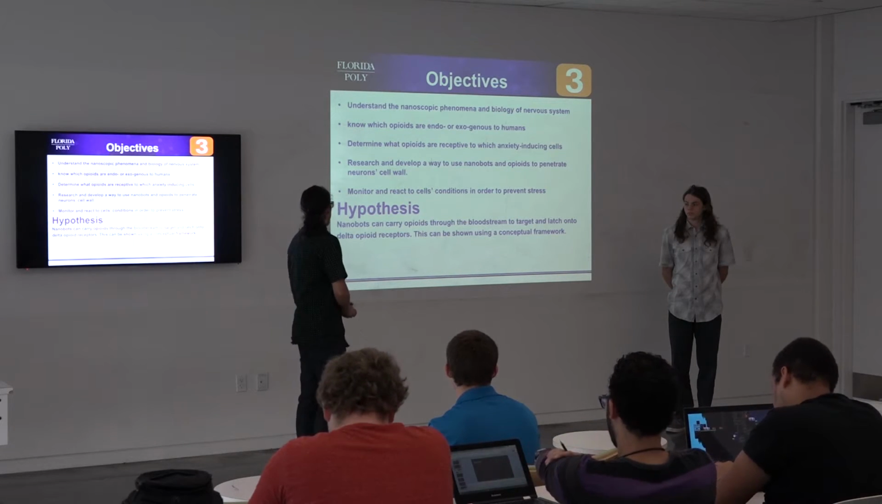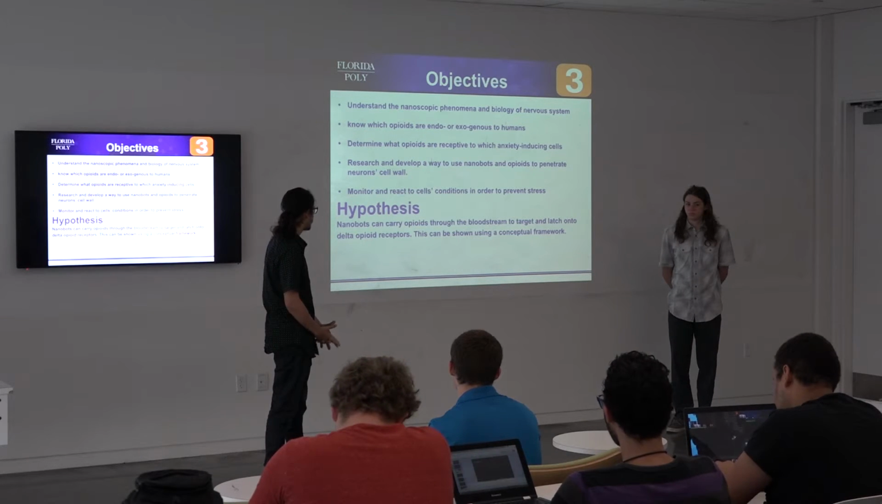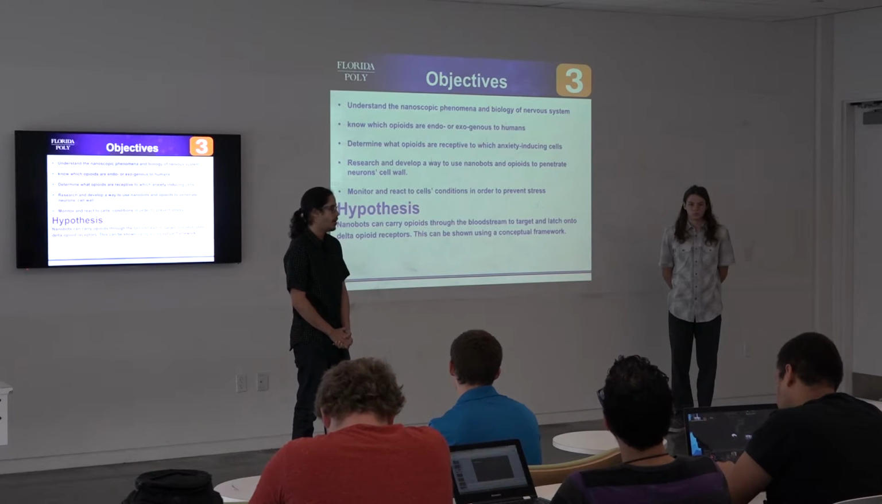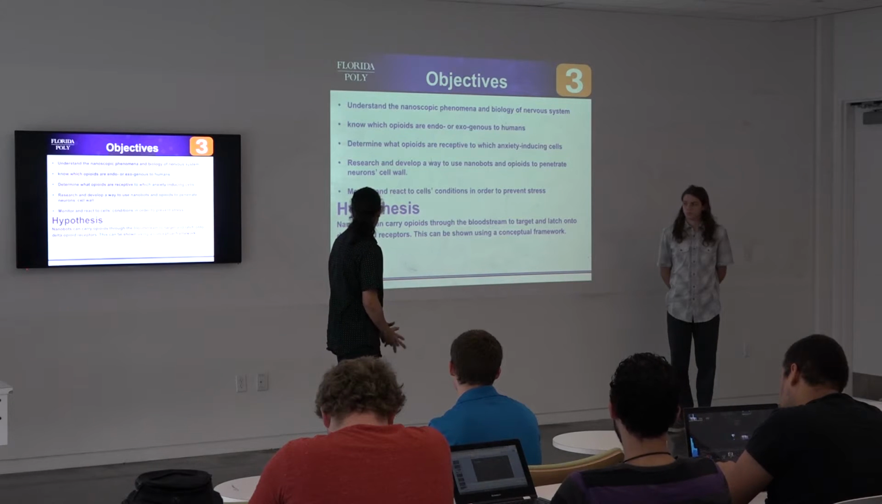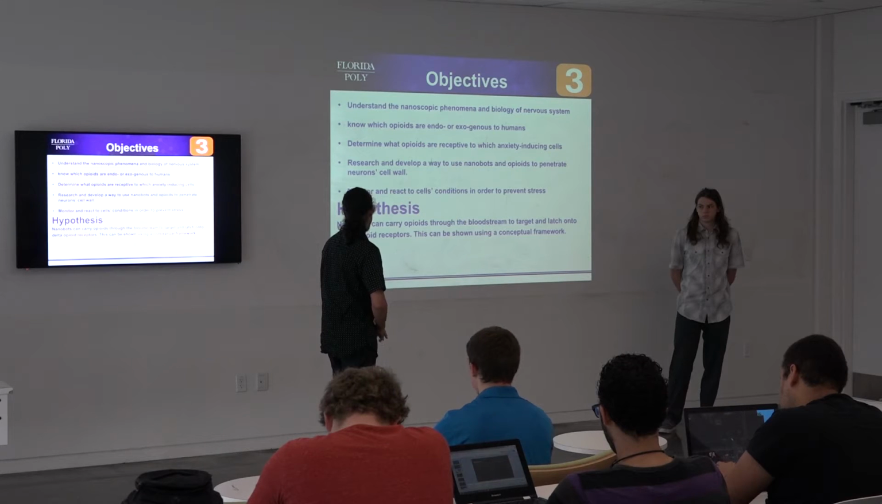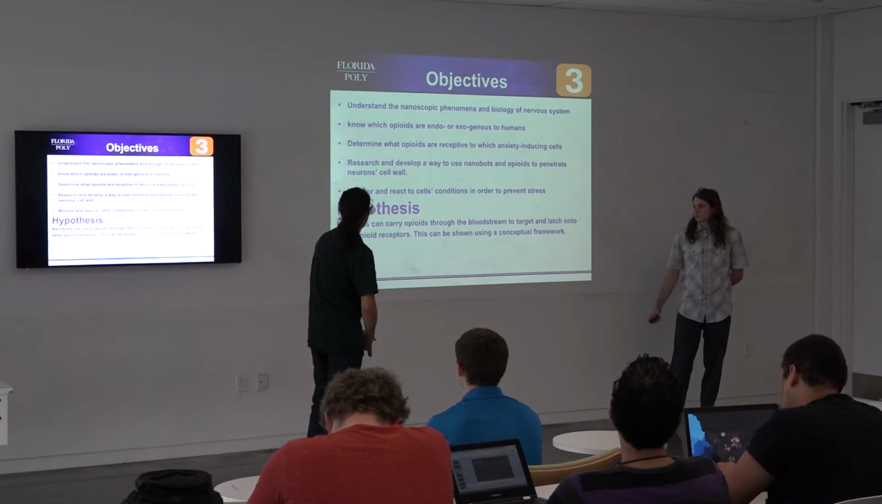So the whole point of implementing the nanobots into the opioids was to monitor and see cell conditions and cell development, as well as control chemical releases throughout the body. And our hypothesis was nanobots can carry opioids through the bloodstream to target and latch on to delta opioid receptors specifically. This can be shown using a conceptual framework.